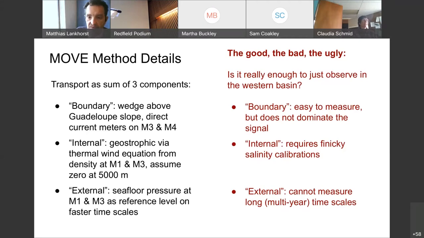Last but not least, the reference level, the external transport, cannot measure long timescales because the pressure records have to be detrended. Multi-year variability is removed as well.